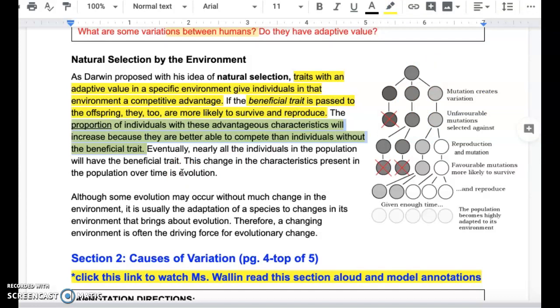The change in the characteristics present in a population over time is called evolution. Although some evolution may occur without much change in the environment, it's usually the adaptation of a species to a changing environment that brings about evolution. Therefore, a changing environment is often the driving force for evolutionary change. Let's look at this diagram. We see the variation in these three species. Mutation is what causes this variation. And we see unfavorable mutations or traits are selected against in the environment, and the more beneficial traits are what survive and end up reproducing.